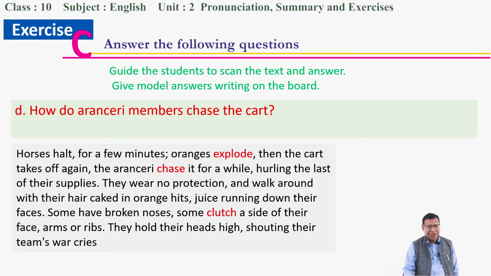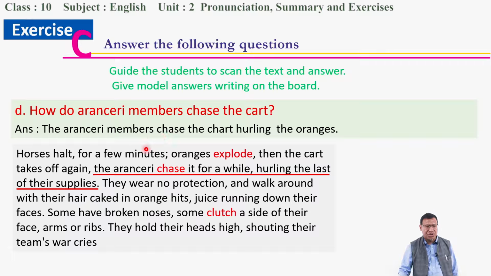Similarly, let's go ahead with these questions. This question asks, how do the rancheria members chase the cart? So here chasing is the keyword. Then how do they chase? Your information is here: the rancheria chase it, the cart, for a while hurling the last of their supplies. Here in context, these supplies are the oranges, that means the remaining oranges. They are throwing oranges, and they have remaining oranges also, therefore they throw all the remaining oranges. Therefore, you have to understand the ideas sometimes, and you have to arrange your answer. So: rancheria members chase the cart, hurling the oranges. You can also write, hurling the remaining oranges.